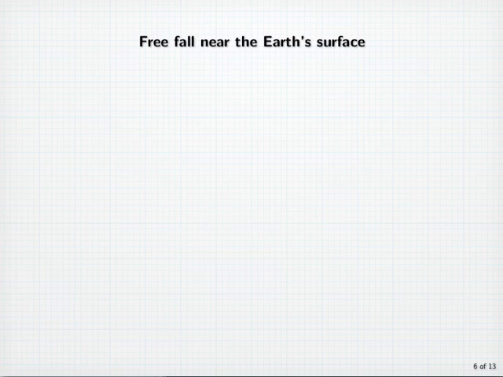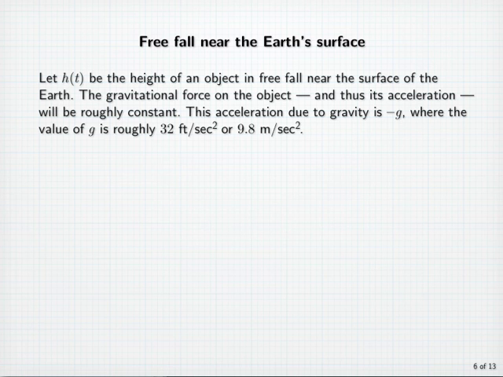Free fall near the Earth's surface. Let h of t be the height of an object in free fall near the surface of the Earth. The gravitational force on the object, and thus its acceleration, will be roughly constant. This acceleration due to gravity is minus g, where the value of g is roughly 32 feet per second squared, or about 9.8 meters per second squared.